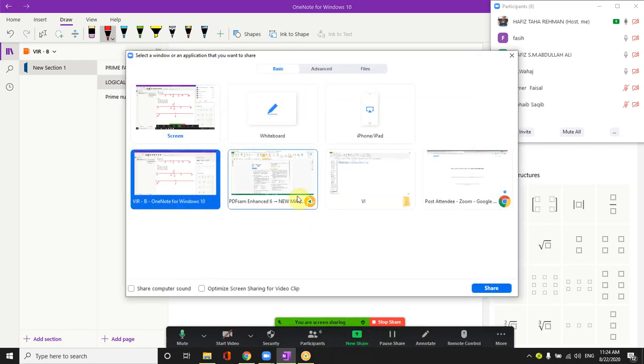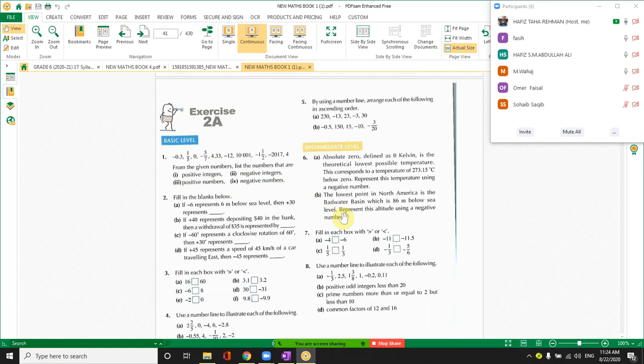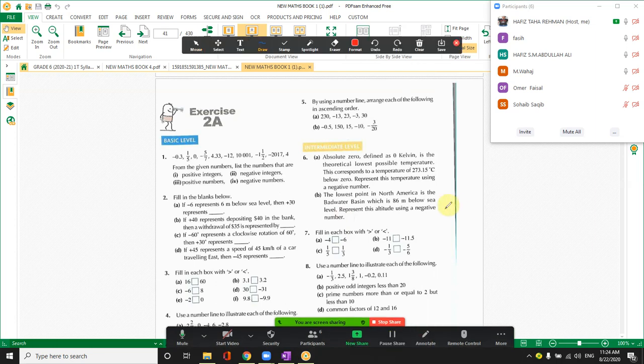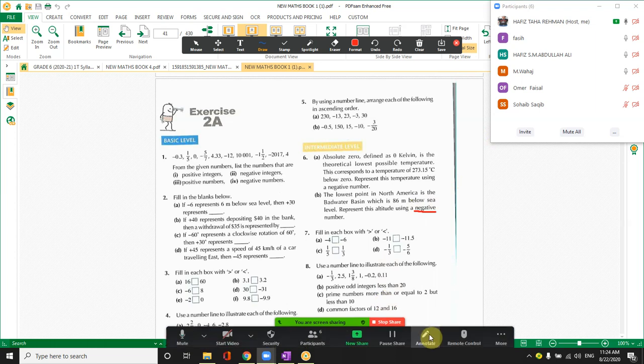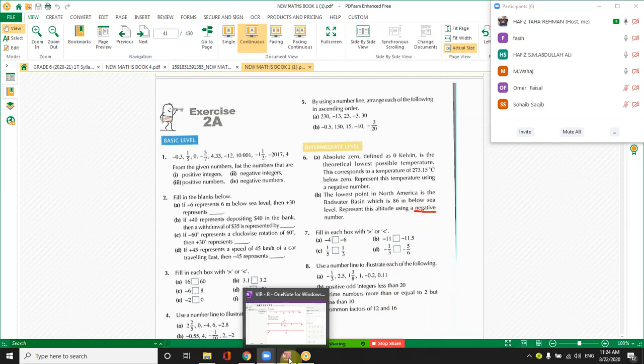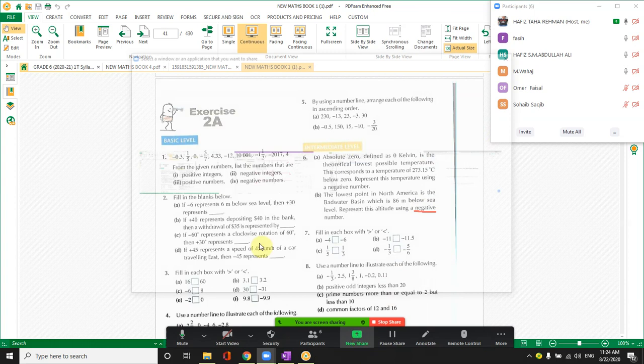Okay? Moving towards the next part. The lowest point in North America is the Badwater Basin, which is 86 meters below sea level. Represent this altitude using a negative number line. How can you draw this on a number line? There is a terminology used, that is negative number line. Negative number line means you do not need to draw a positive number line. And we need to draw 86 meters below sea level. So how can we write it? Let me tell you.